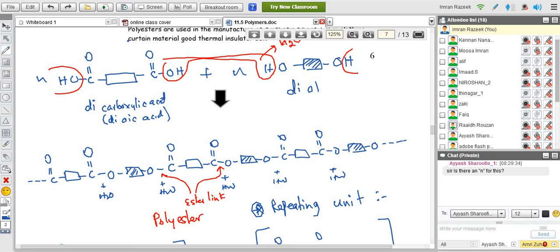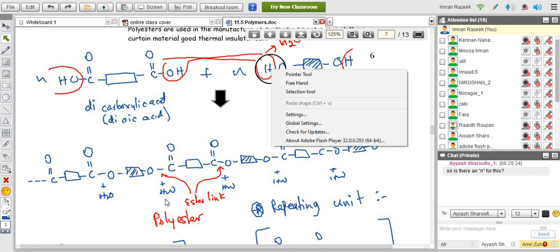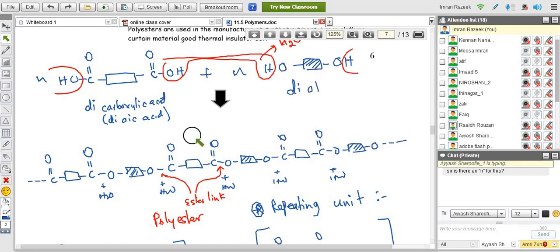The ester link is the linkage. When this OH is removed with this H, these two molecules will bind together. So that bond is what is shown here. When this oxygen, C double bond to oxygen, bonds with this oxygen, that linkage is what is shown here. So that is known as the ester linkage.